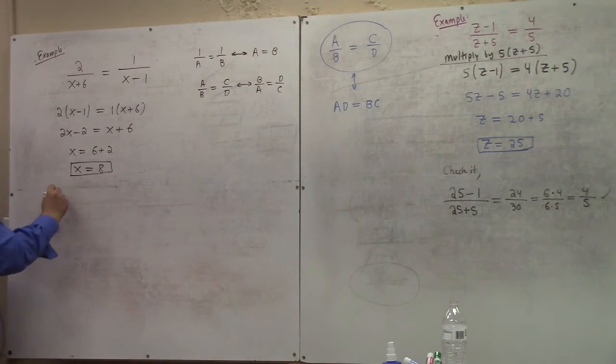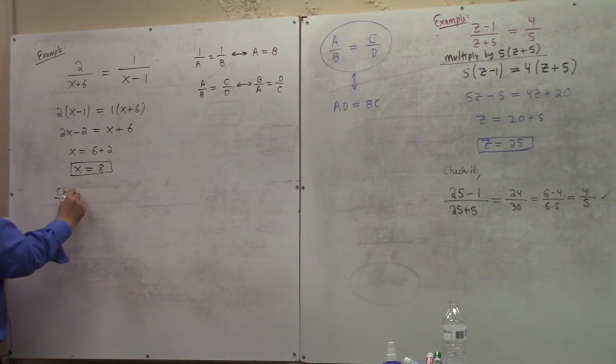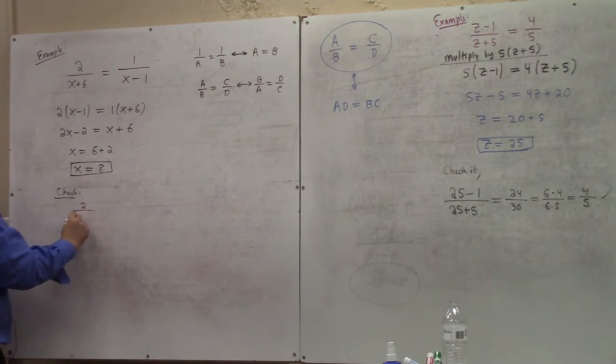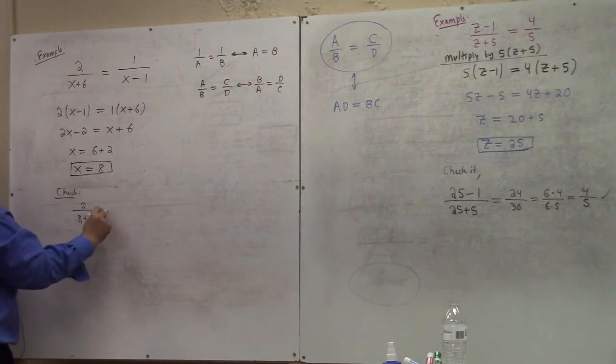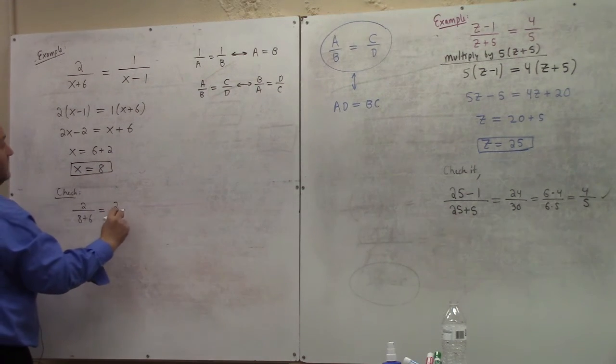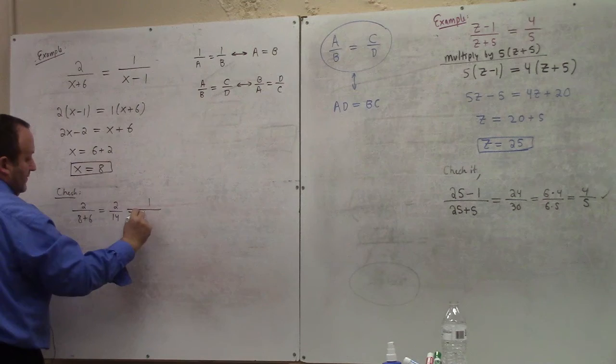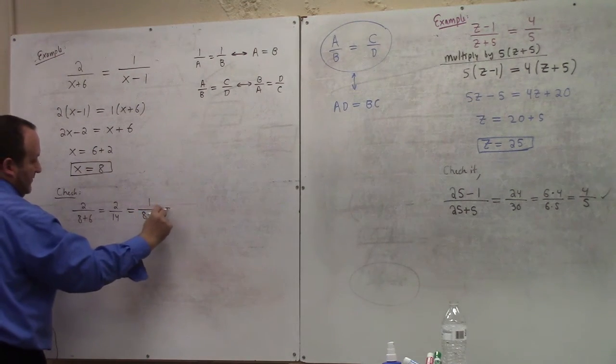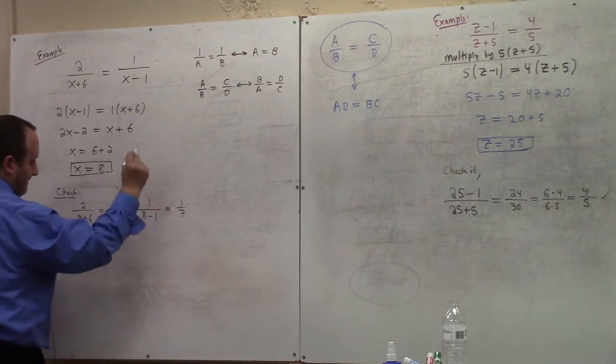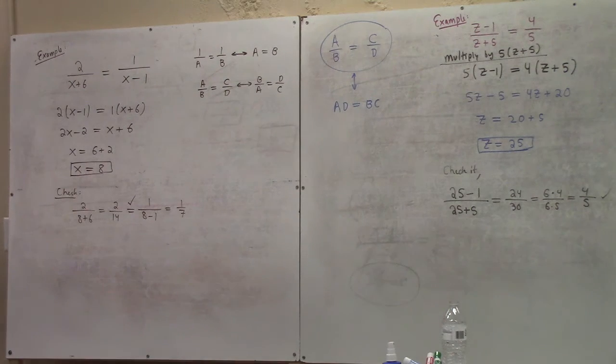And we can go back and check. We get 2 over 8 plus 6, which is 2 over 14. And that's equal to 1 over 8 minus 1, which is 1/7, right? So, yep, it works.